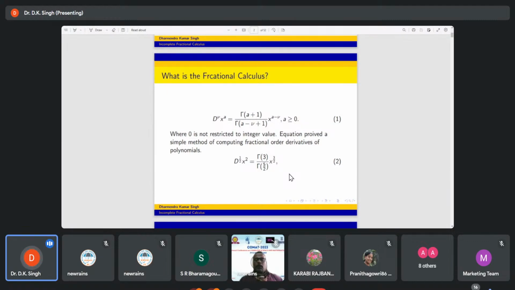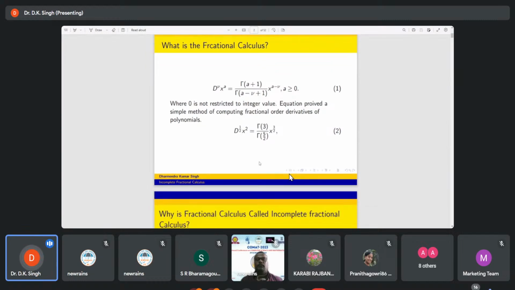For the power function, we can write this derivative formula as gamma(a plus 1) divided by gamma(a minus mu plus 1) times x to the power a minus mu, where a is greater than or equal to 0 and mu is not restricted to integer values. This equation provides a simple method of computing the fractional order derivative of polynomials. Here is an example. If mu is equal to 1 by 2 and a is equal to 2, you will get gamma 3 divided by gamma 5 by 2 times x to the power 3 by 2. This form is known as the fractional derivative.